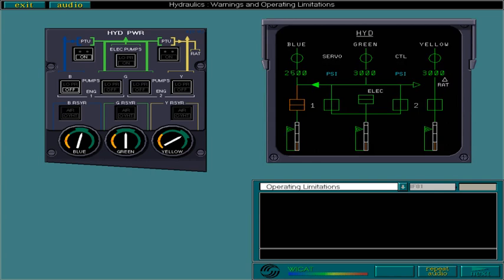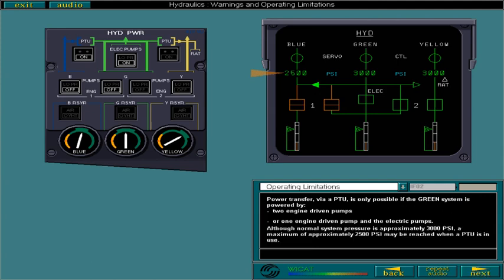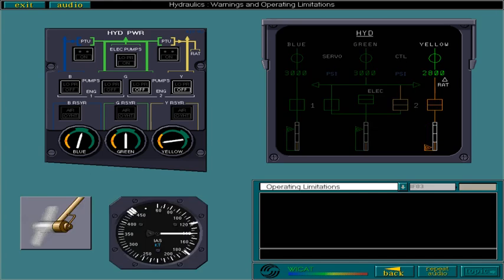Power transfer via a PTU is only possible if the green system is powered by 2 engine-driven pumps or 1 engine-driven pump and the electric pumps. Although normal system pressure is approximately 3000 psi, a maximum of approximately 2500 psi may be reached when a PTU is in use. As aircraft minimum speed for RAT operation is 140 knots, the RAT will not be available for landing.